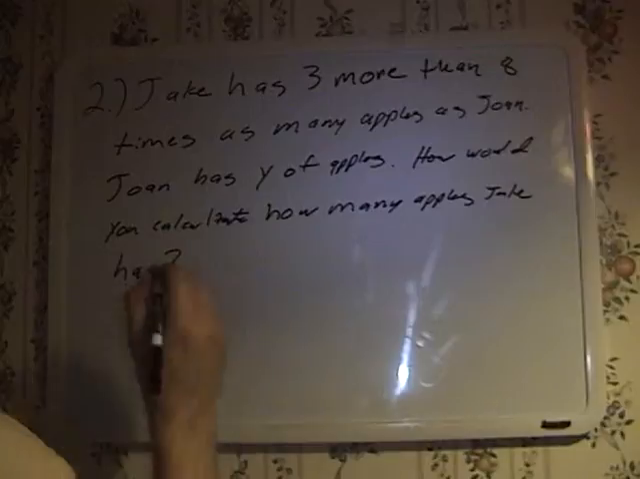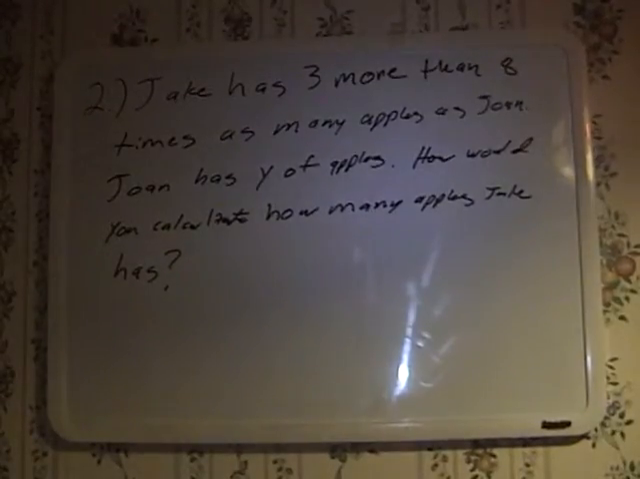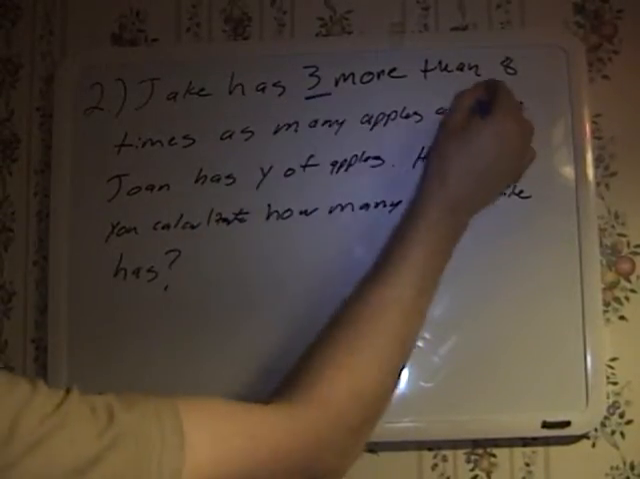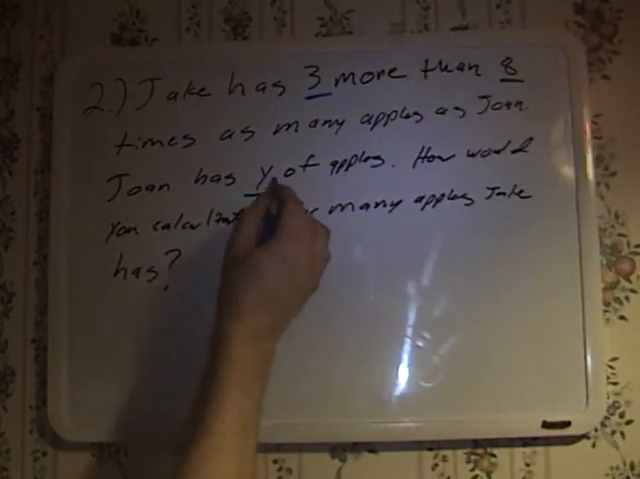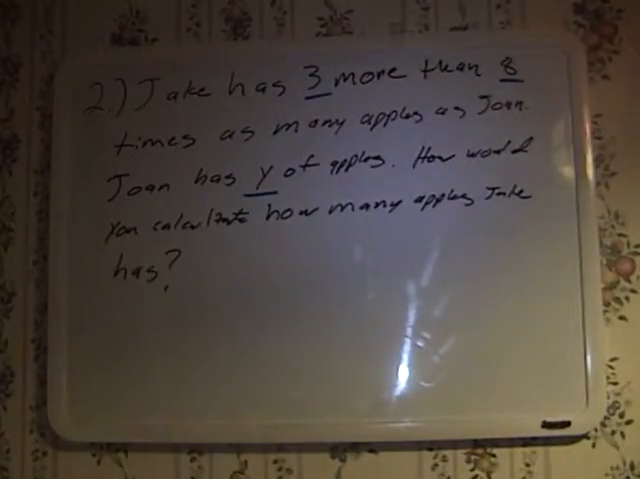Try to write a little smaller so I've got room. Okay, this question is looking for a formula, not a numerical answer. So let's do what we do with word problems: break them down and find out the information we need so we can get the answer that we want. So we're going to look in here, and we're going to see numbers. Okay, so we've got 3, 8, and Y as a variable. So those are our numbers.